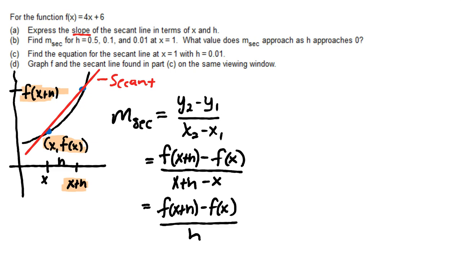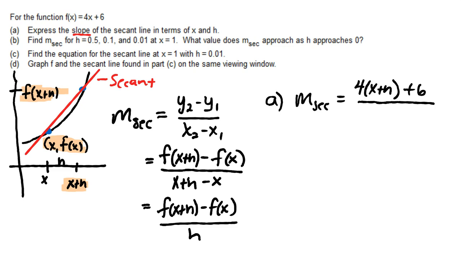So for part A, let's find the slope of the secant line. So f of x plus h would be 4 times x plus h plus 6. Let me give myself a little bit more space.